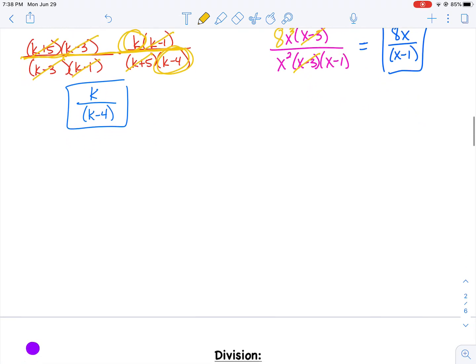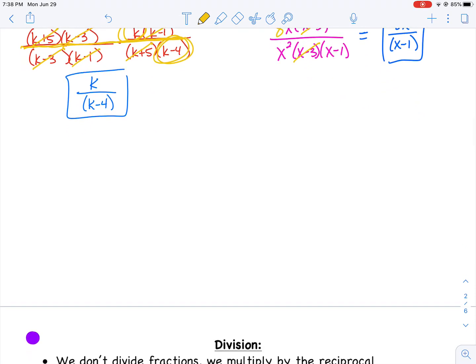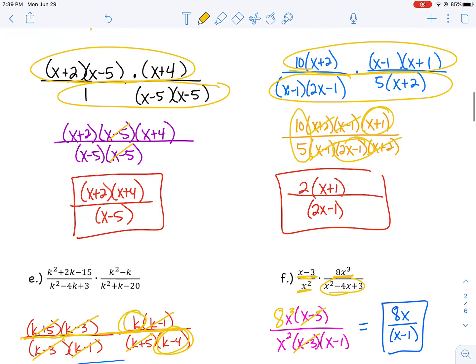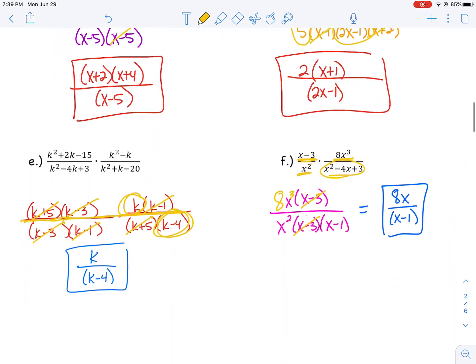All right, make sure that you practice those, and in the next video, we'll talk about what happens when we divide these rational expressions. So make sure that you practice your multiplication, so when it gets harder and we do division, you already have a solid foundation.